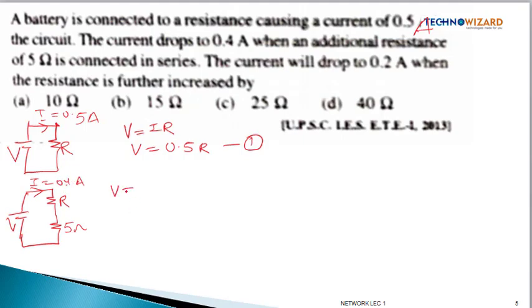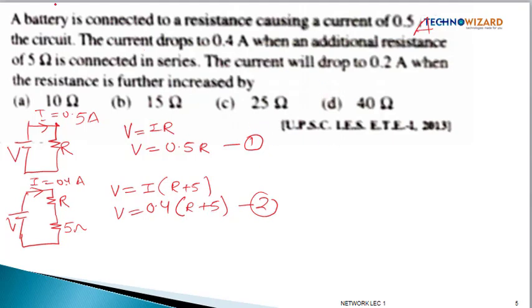Same voltage is there, and now the current is reduced to 0.4 ampere, right? Now the KVL equation will become current into R plus 5. So voltage is equal to 0.4 ampere current is there, resistance plus 5 ohm resistance is there. So I'll denote this equation with equation 2. Now we will solve these two equations and find out the value of V and R.